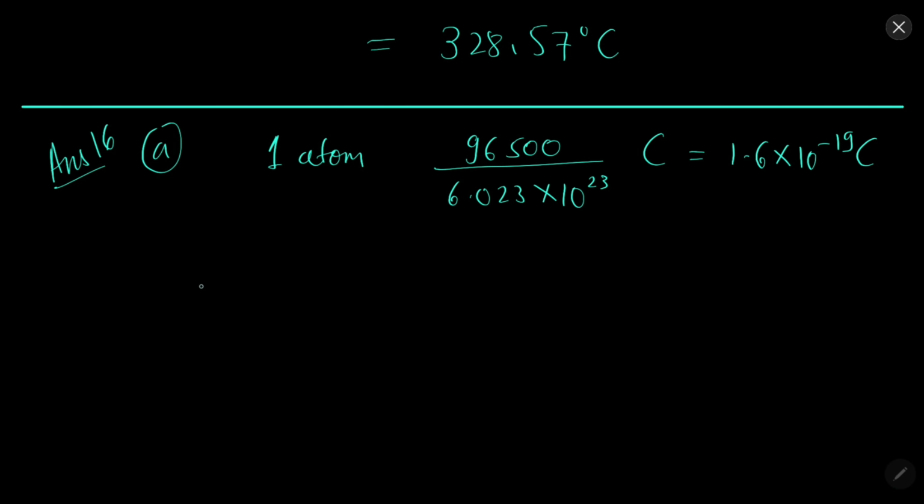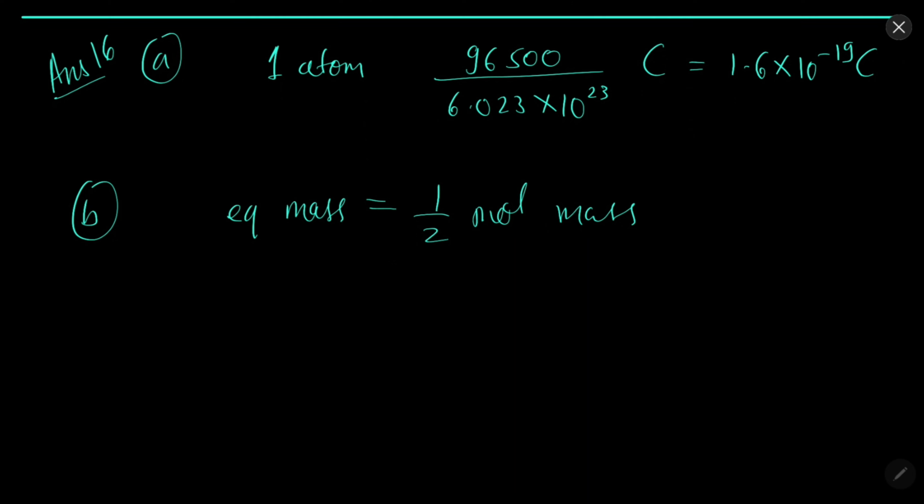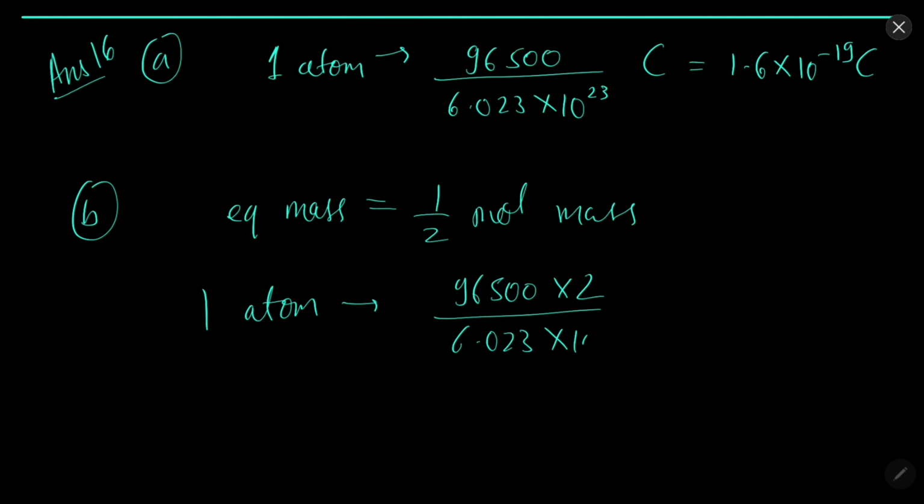So equivalent mass will be equal to molar mass in monoatomic, and in diatomic the equivalent mass will be half of molar mass. So therefore one atom will require 96500 into 2 over 6.023 into 10 to the power 23, around 3.2 into 10 to the power minus 19 coulomb.